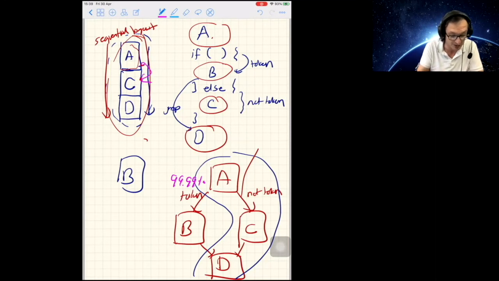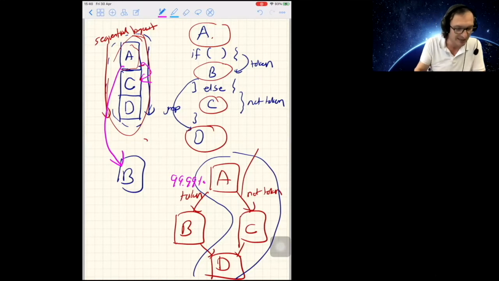In fact, you're going from A to C only 0.01% of the time. Most of the time, you need to go from A to B. But your code layout is such that that's not the case. So your prediction is almost always incorrect, right?